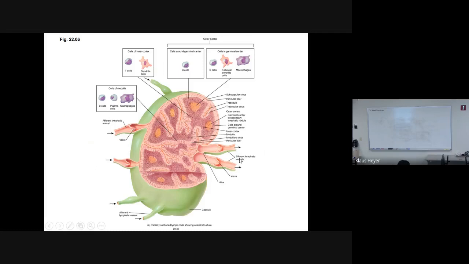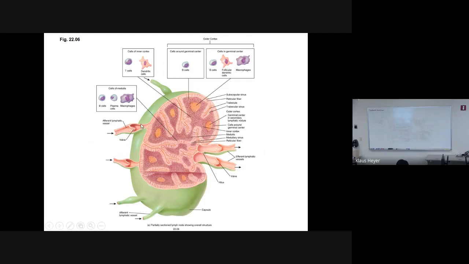Efferent is always going to be exit, or think of it like this: A comes before E. So A is where they enter, E is the exit. Because you're going to see this again, like when you talk about the kidney, for example. But anyway, you see the valves, right? The valves work the same way that other valves work, keeping everything moving in one direction.